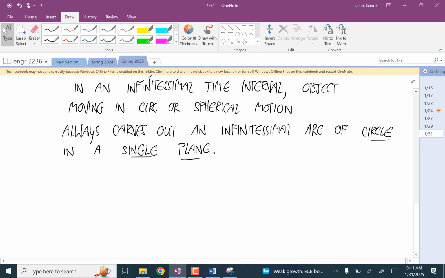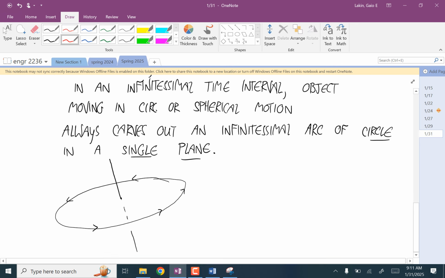Okay, so if something's in circular motion, if it's moving in a circular path, then of course in some tiny amount of time, that object is doing an arc of that circular path. Okay, so let's say that an object is going through a circular path like this. You can define the plane this way, and in an infinitesimal time interval, it's going through an infinitesimal arc of this path like this.